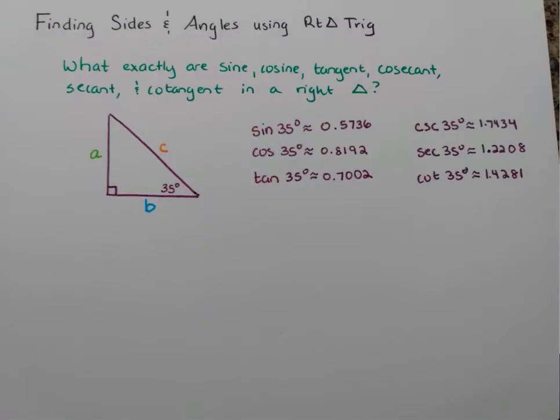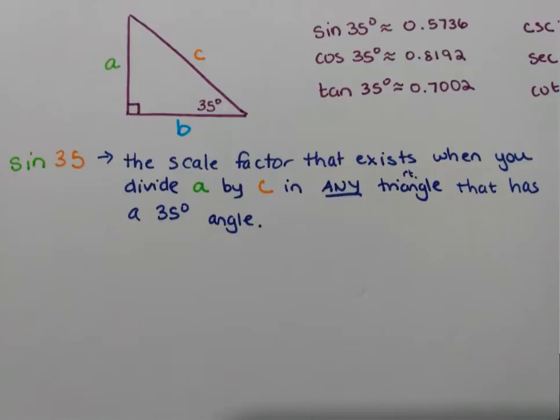Well, let's take a look at this right triangle. I've drawn a right triangle and I've given it one acute angle of 35 degrees. Don't know what the side measurements are. And using my calculator set in degree mode, I went ahead and got the answers to sine, cosine, tangent, cosecant, secant, and cotangent. I get 6 very strange decimals. So what do those decimals even mean?